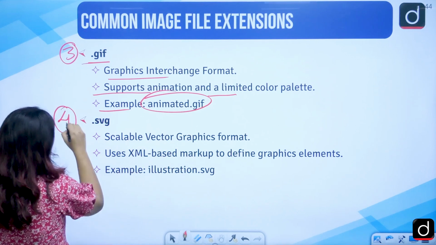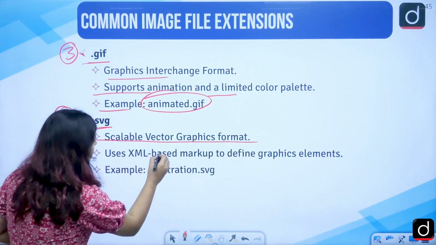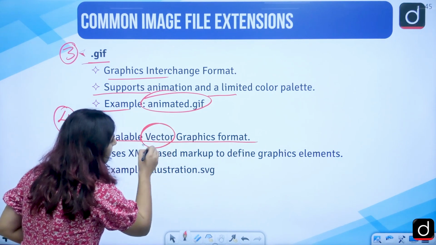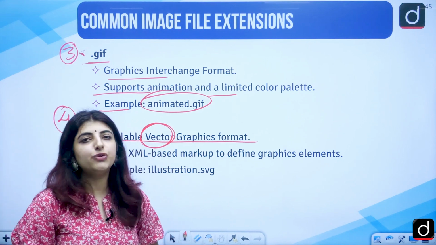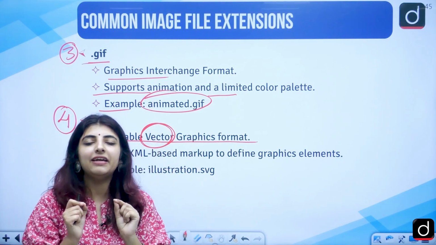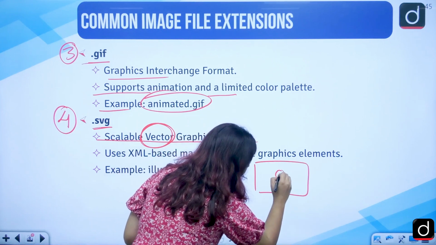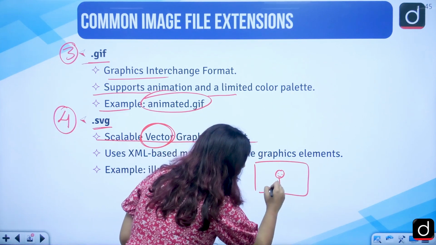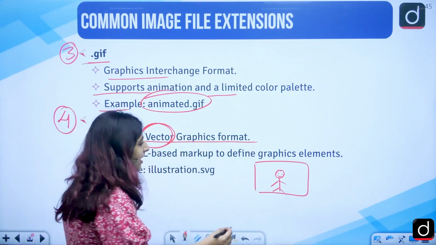The fourth one, SVG, Scalable Vector Graphics Format. You would have seen this very particular word, vector images. If you search vector images, let me just tell you, these are high quality images. Let's just say this is an image here, correct? I'm very bad at drawing, so do not judge me. This is an image here.